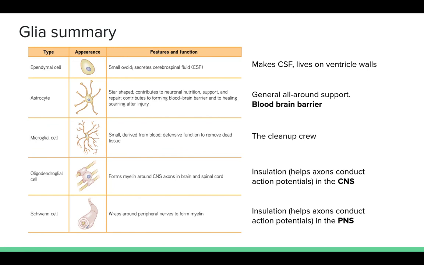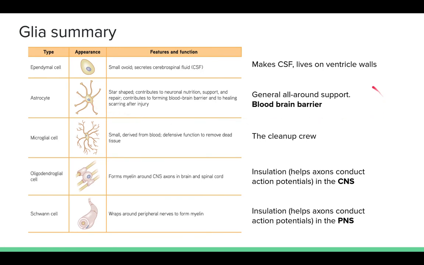Okay, so let's get back to glia. To summarize the functions of the glia and the different kinds of glia that perform those functions, I think this table from the book is really good and summarizes everything very neatly. Remember I said one of the functions of the glia is to produce the cerebrospinal fluid. That's done by these cells called ependymal cells, and these glial cells live on the walls of the ventricle and secrete the cerebrospinal fluid directly into the ventricles.